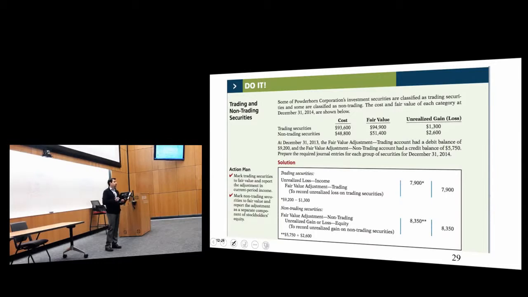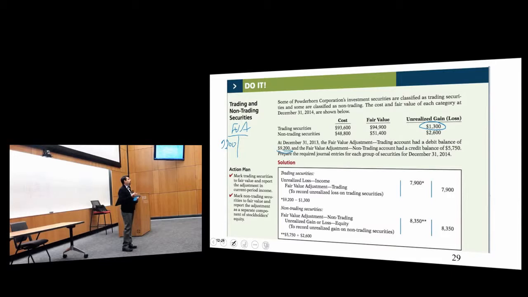So for the first one, they told us that for the trading one, it had an original debit balance of 9,200. So the fair value adjustment for trading had a debit balance of 9,200. At the end of the year, it has an unrealized gain. So what does it mean?